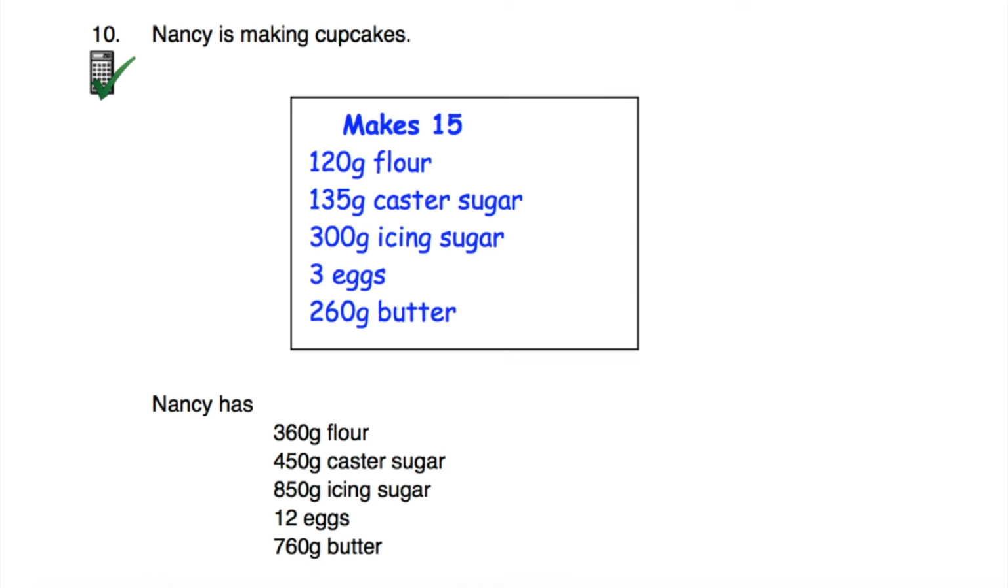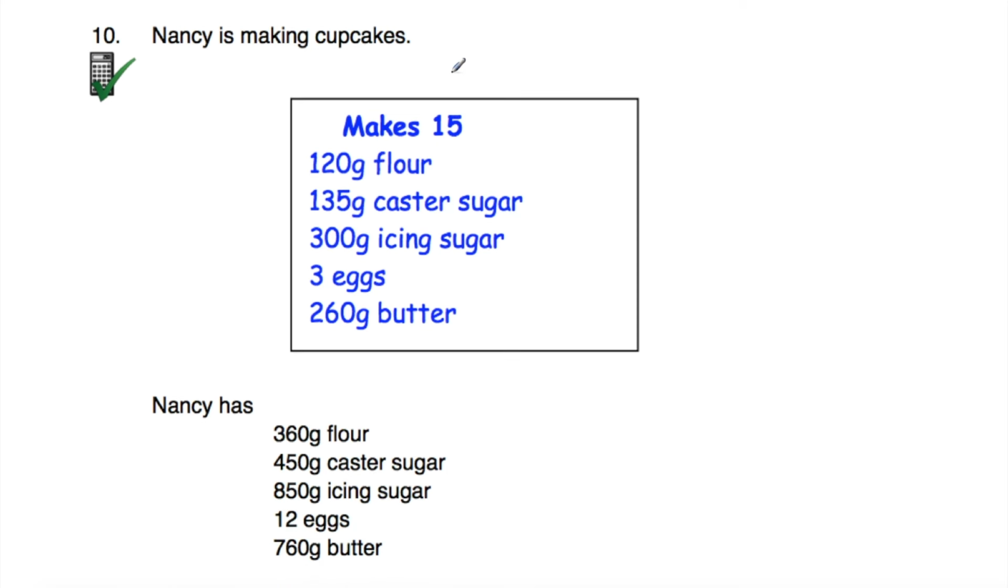Okay, so question number 10. Question number 10 says Nancy is making cupcakes, and we're told mix 15, and we've got 120 grams of flour, 135 grams of caster sugar, 300 grams of icing sugar, 3 eggs, and 260 grams of butter. And Nancy has got 300 grams of flour, 450 grams of caster sugar, 800 grams of icing sugar, 12 eggs, and 760 grams of butter.